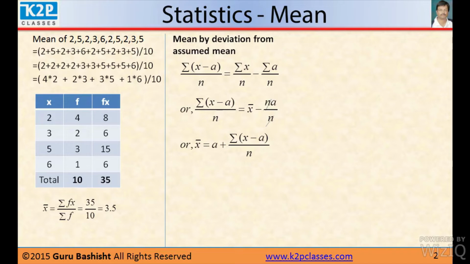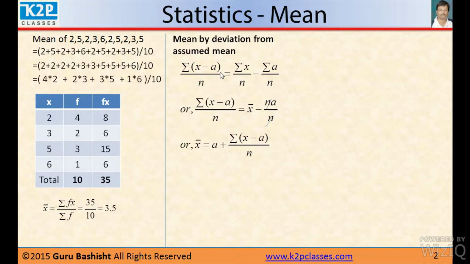Now, mean by deviation from the assumed mean. In this method, we assume a mean. Like here, 3.5 is the mean. We can always assume that the mean is 3 or 5, somewhere in between. And then just see this mathematical derivation: sigma (x minus a) by n.